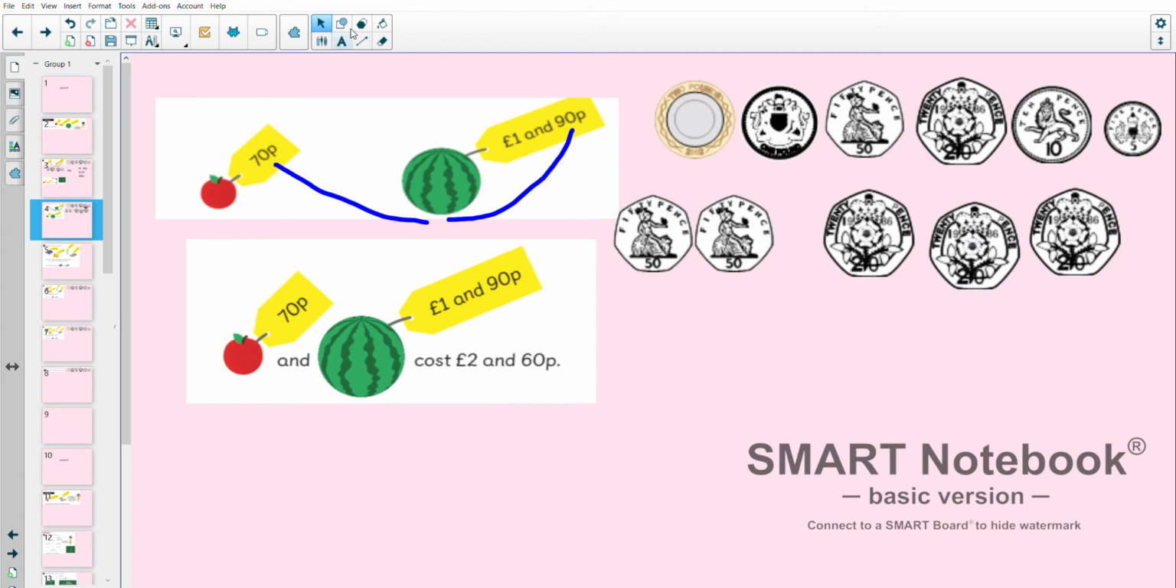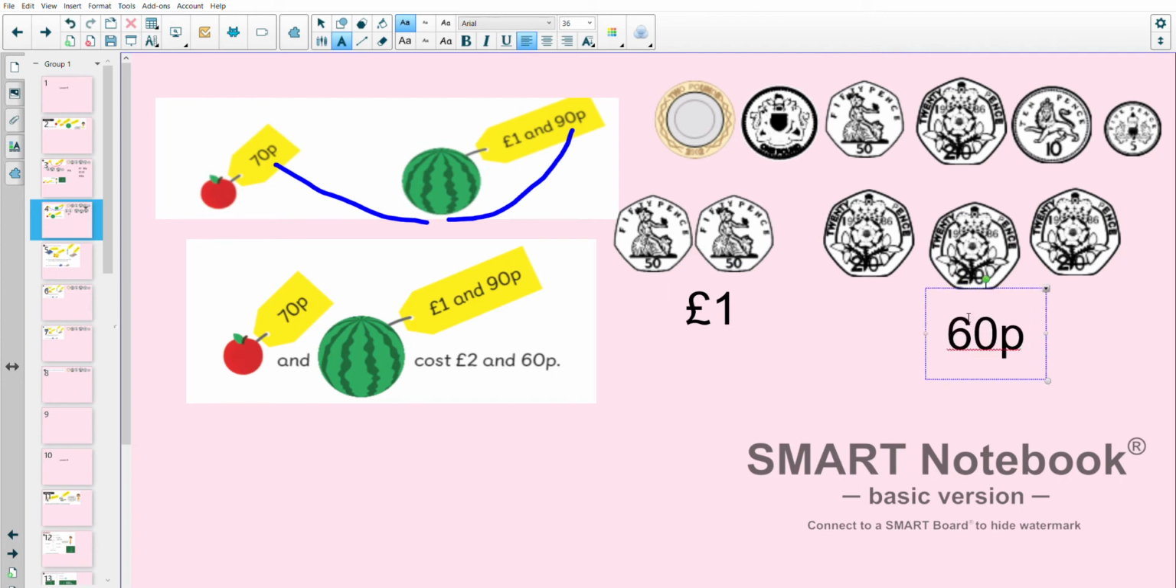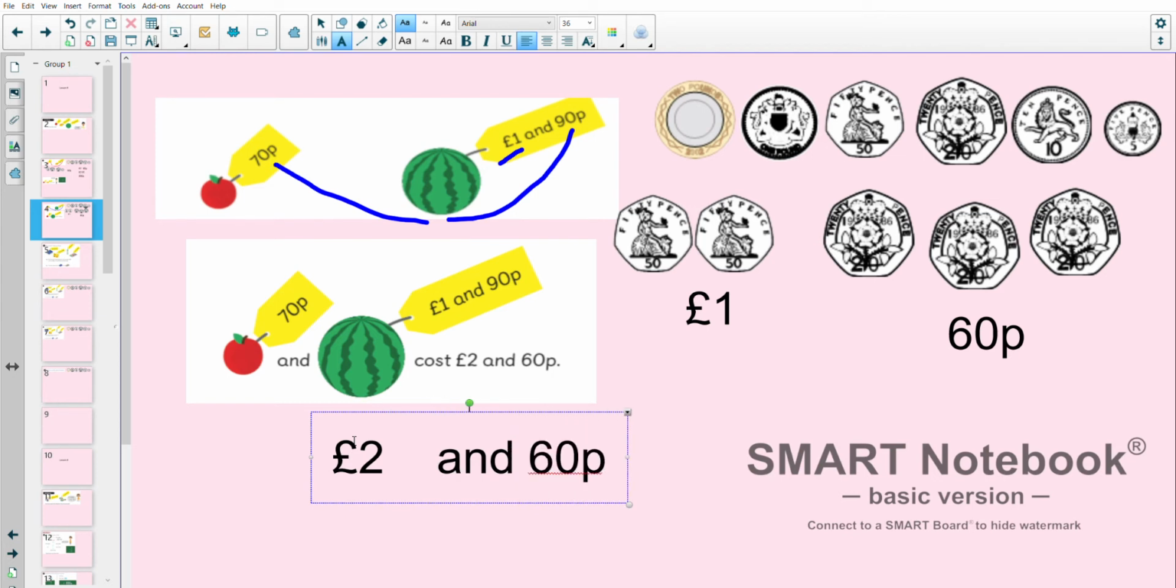I can now see that when I add the pence together, 50 pence add 50 pence is £1, and 20 pence add 20 pence add 20 pence is 60p. I then look at the pounds. I've got no pounds here, but £1 here. Another pound, add a pound, add 60p is £2 and 60p. Okay, now you might have done the other one as well, but you do exactly the same method.